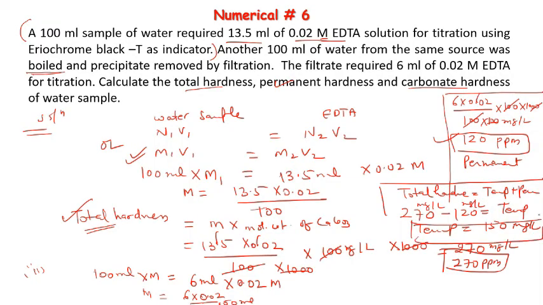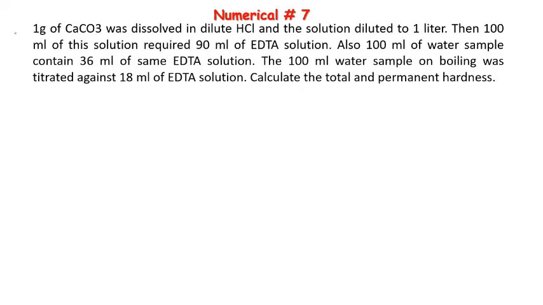So the next numerical problem is somewhat tricky. So this is important. 1 gram of calcium carbonate was dissolved in dilute HCl and the solution diluted to 1 liter. So here the solution will be done stepwise. Here the amount of calcium carbonate dissolved in 1 liter, 1 gram per liter, is given. Fine. So from here we can calculate the normality or molarity of the solution.